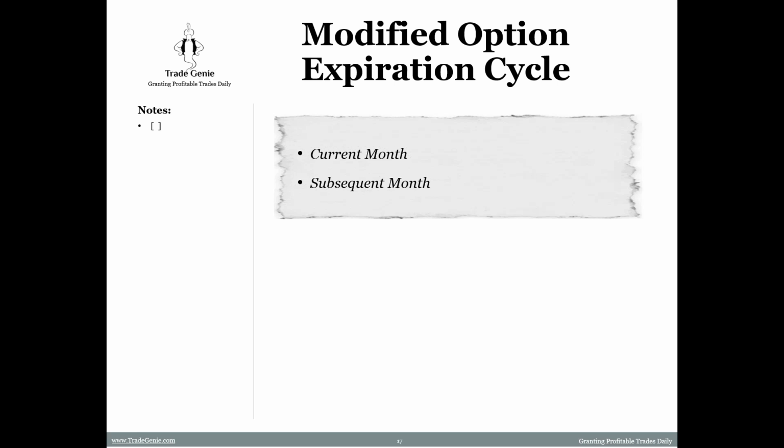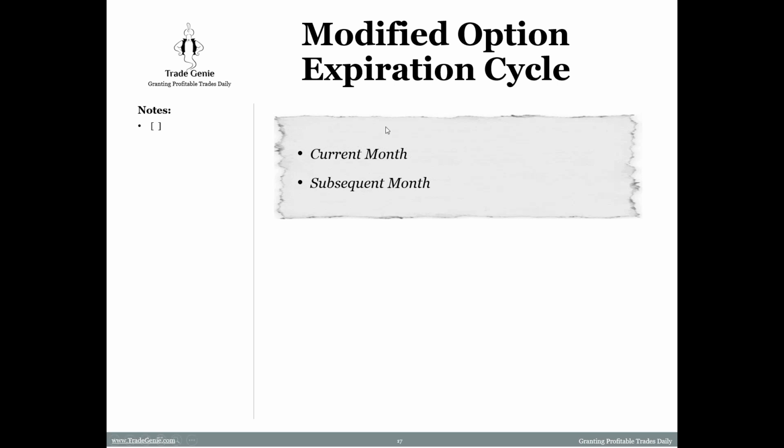the traders and the speculators were having problems rolling over their options to the next month, or buying extra time. They didn't want to buy the current month, but if there are 2 extra months, they have to go beyond, so they have to buy extra time. For all these reasons, they introduced the subsequent month, and they call it a modified option expiration cycle.